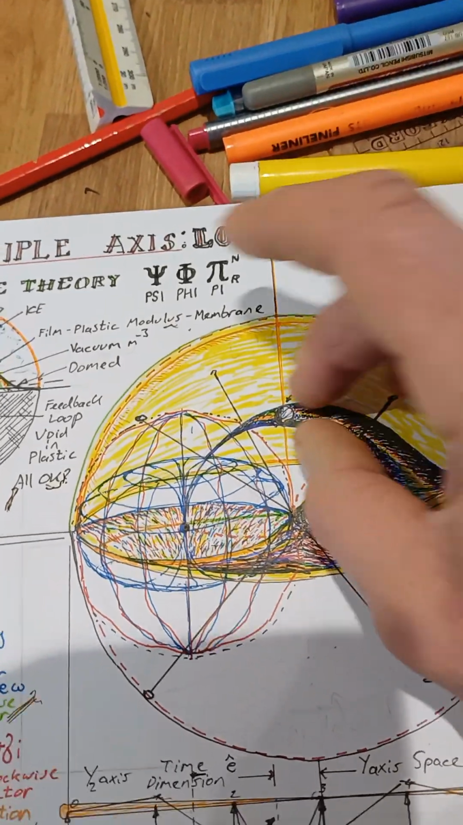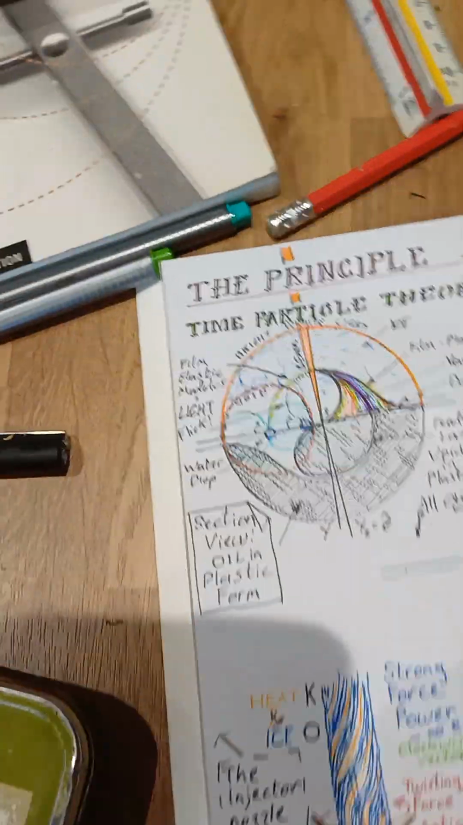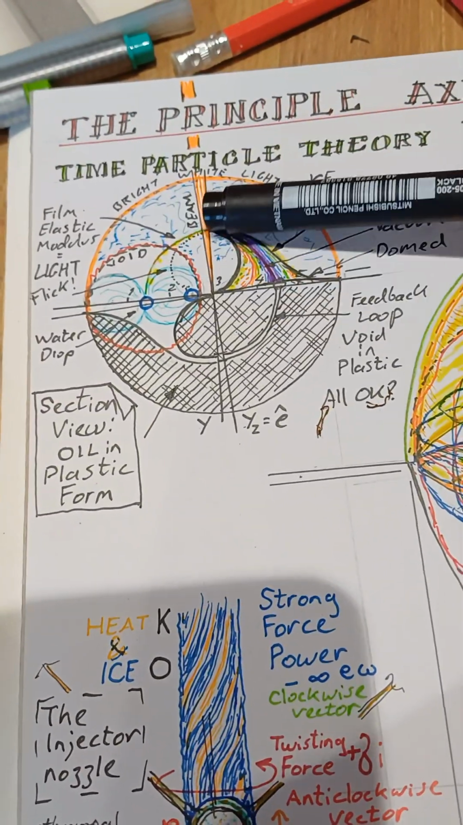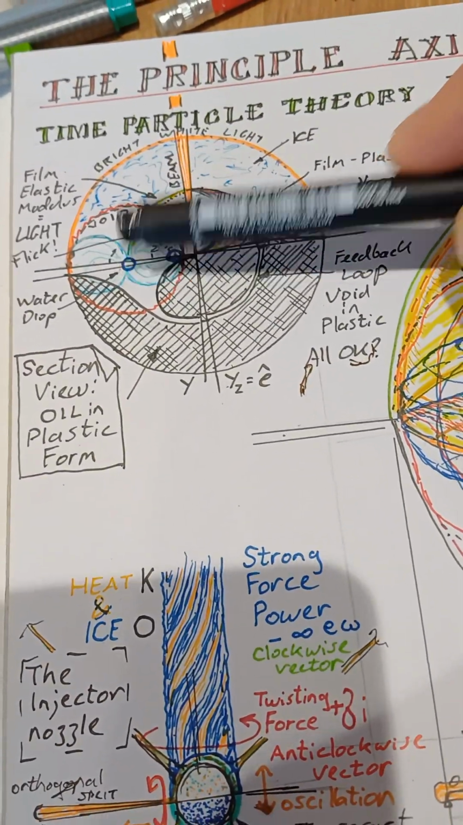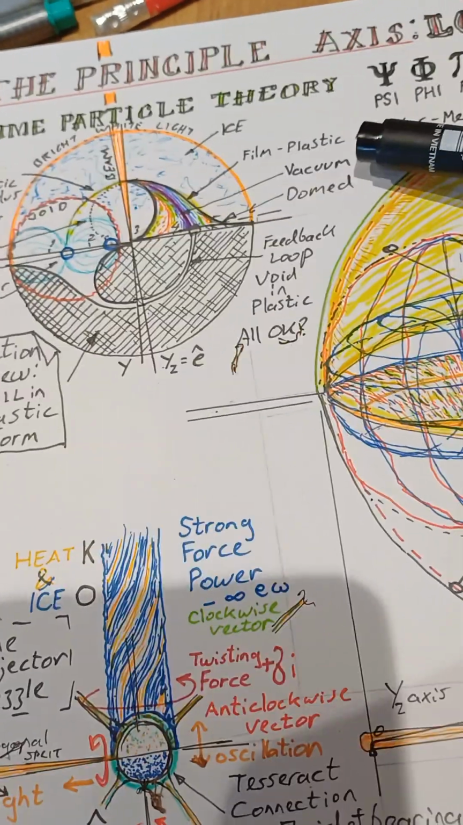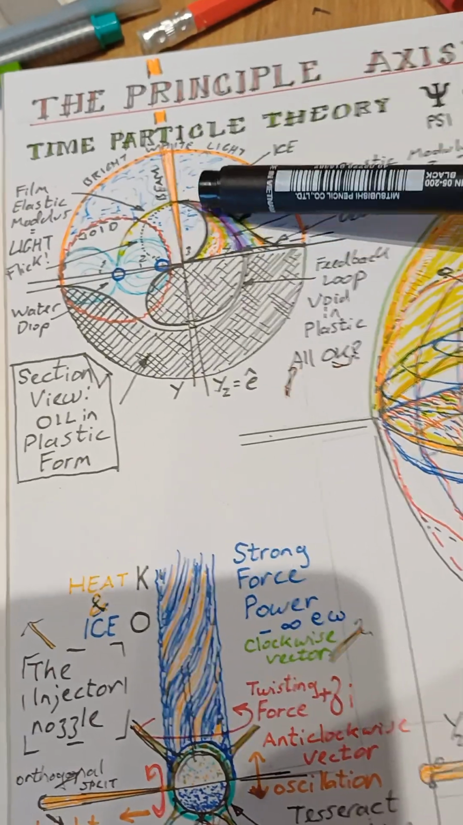Here. It's an actual thing. When it gets to this point, this is the cross section. When it gets to this point, it becomes pure light. So the film contains light. This is a vacuum underneath, meters minus cubed, because it's been drawn up.